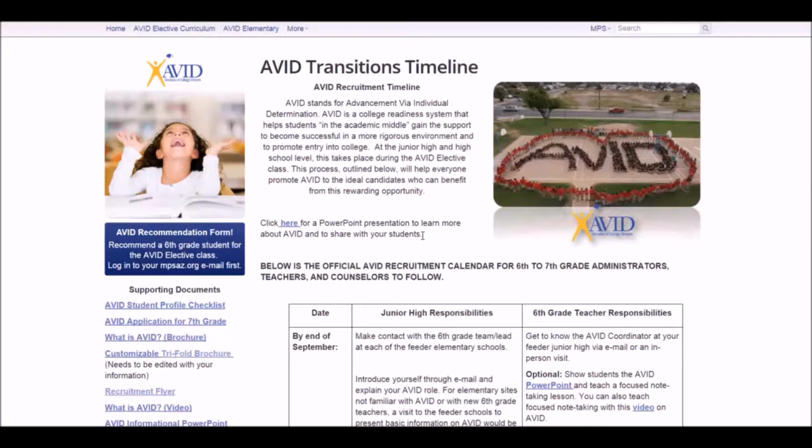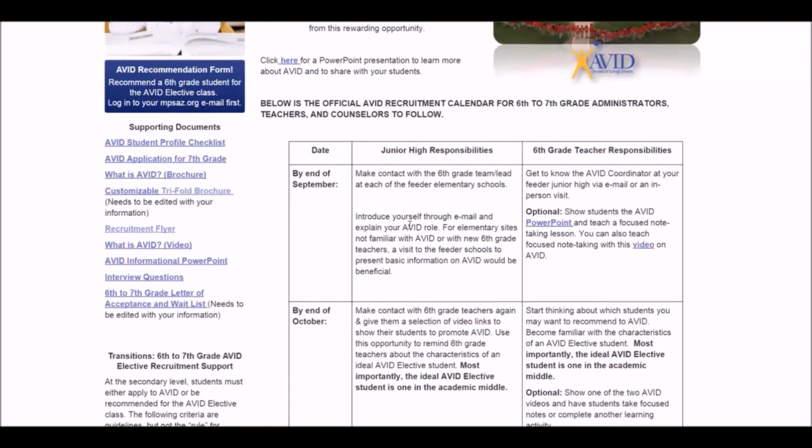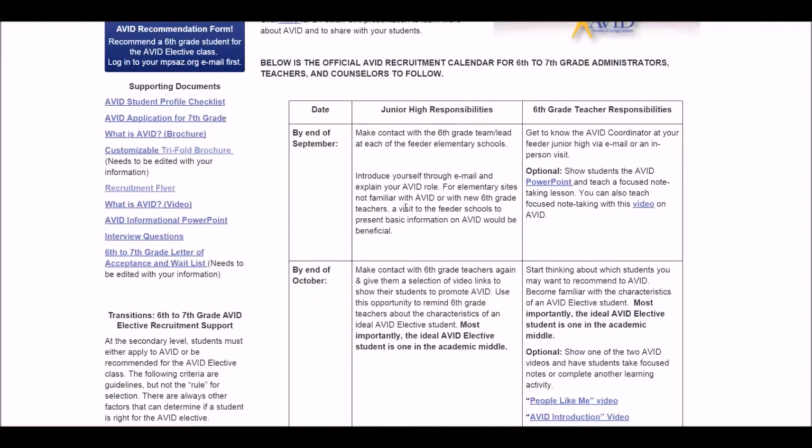Our first resource that I would like you to pay attention to is the table located on the right of the page. At this table, you will see the timeline by month, and there will be a section for junior high responsibilities and 6th grade teacher responsibilities. The junior high side is the responsibility of our junior high counselors and our junior high AVID coordinators who may be contacting you throughout this process.